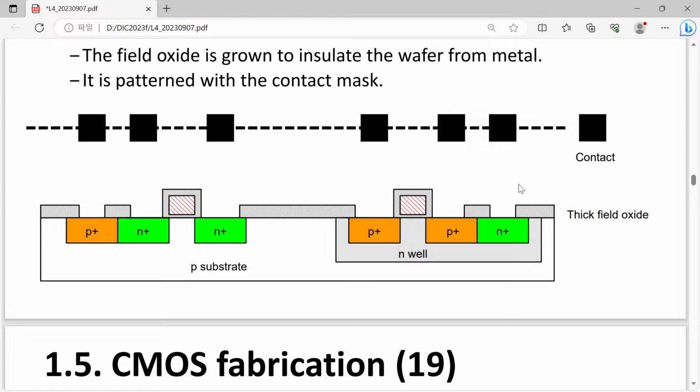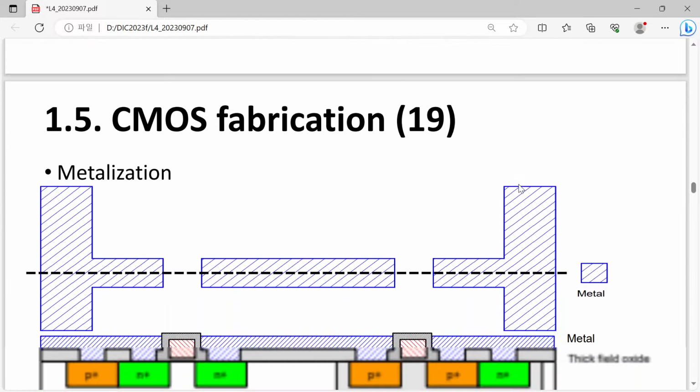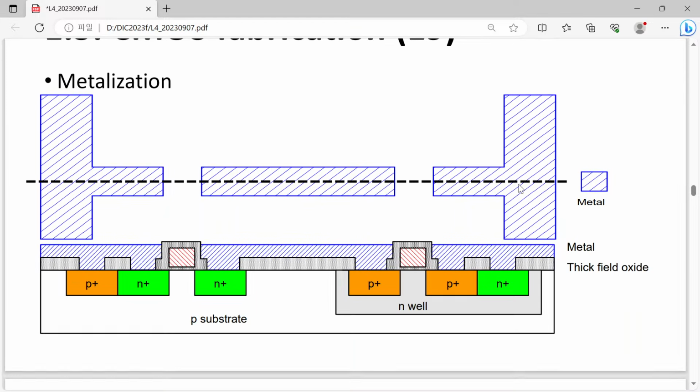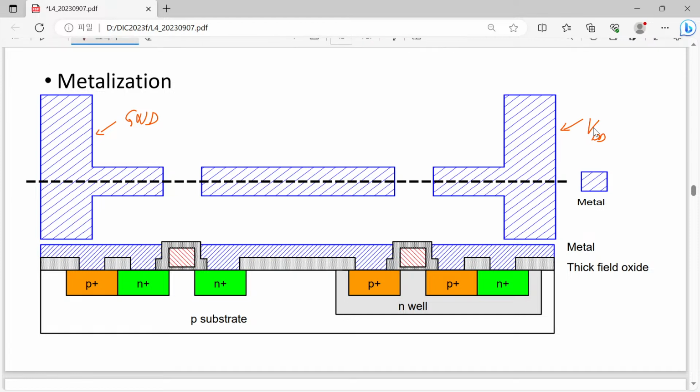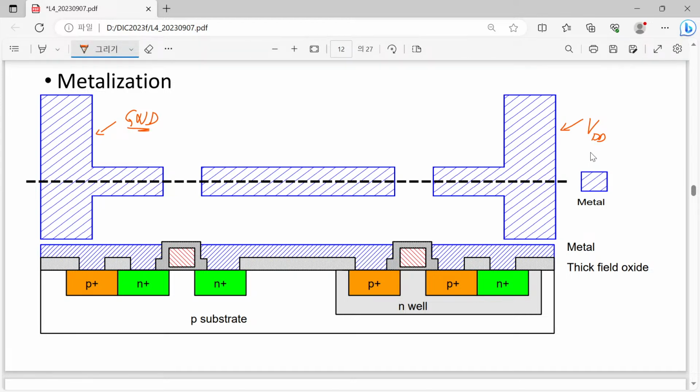So once again we do the patterning, and after patterning, metals are introduced. After metallization, we have certain lines, and then who decides this is ground, and who decides this one is VDD? In this structure, it is not determined whether this is ground or VDD. Of course, ground and VDD are provided from the external world.